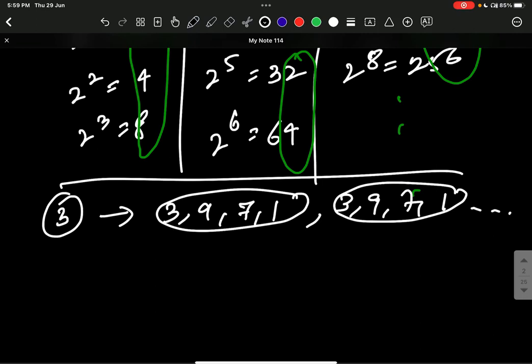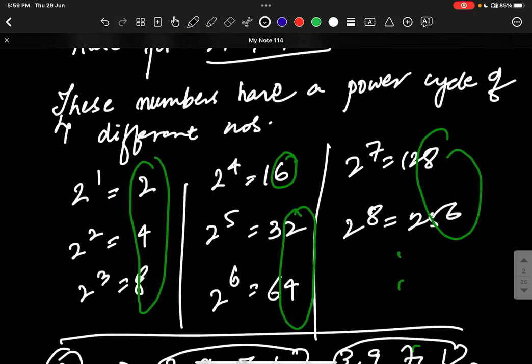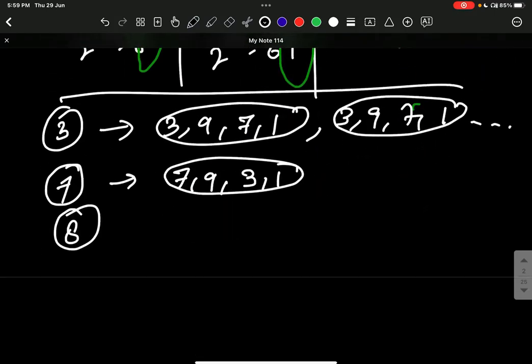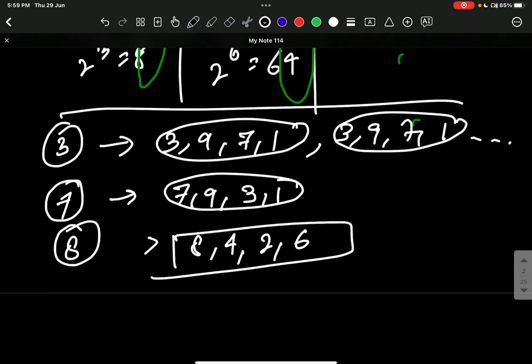Then the numbers were 7 and 8. So for 7 we have the cycle. Now it is also having the cycle of 4 numbers only. So that is 7, 9, 3, 1. Please note it somewhere. And then there was number 8, right? So for 8, the cycle is 8, 4, 2 and 6. Okay, so these are the cycles that you can check by yourself also. And I think you'll be able to understand.